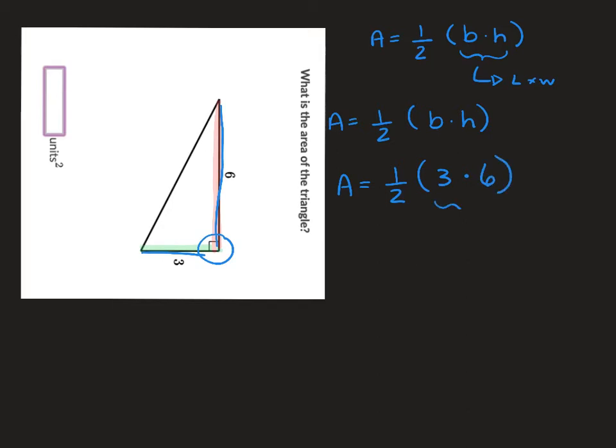According to the order of operations, we're going to do 3 times 6 first. It's going to give you 18. And then you're going to multiply that by half. Another way of thinking about this is you're going to get 18 and divide it by 2. 18 divided by 2. When you multiply something by half, you're actually dividing it by 2. So that's going to be A is equal to 9 and some kind of square units.